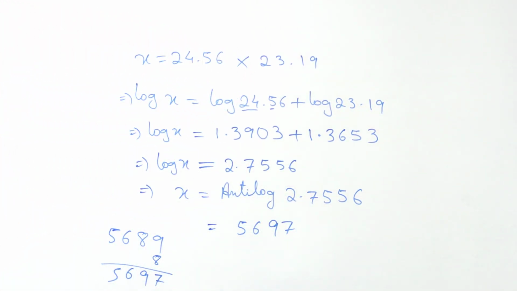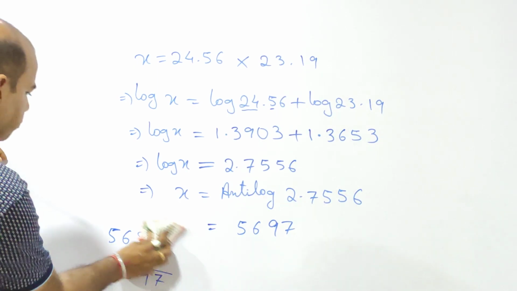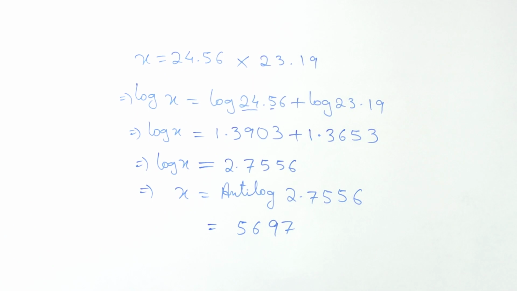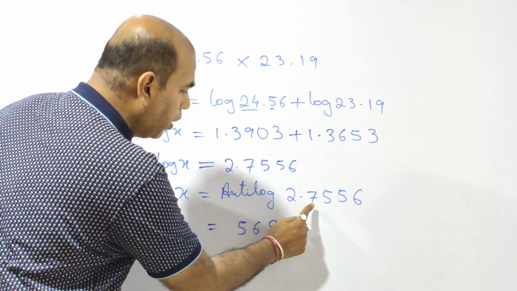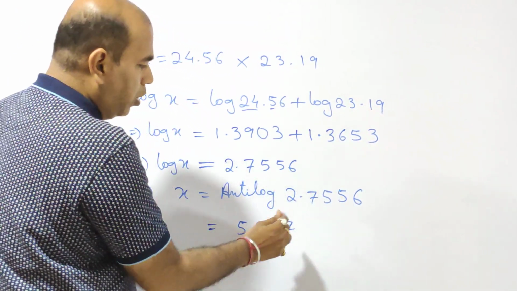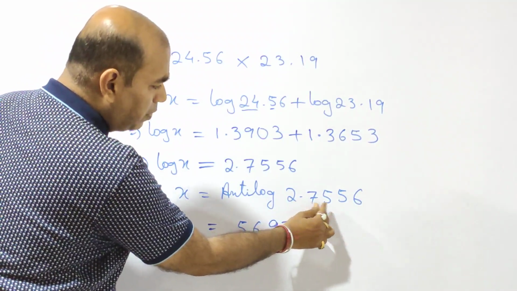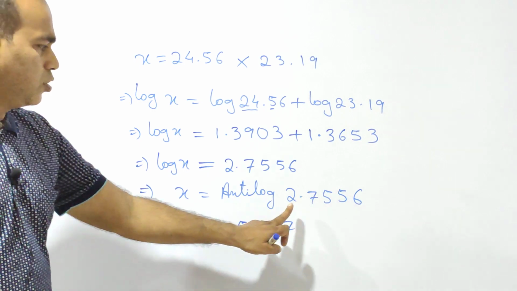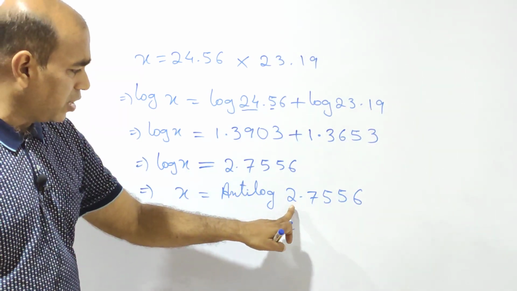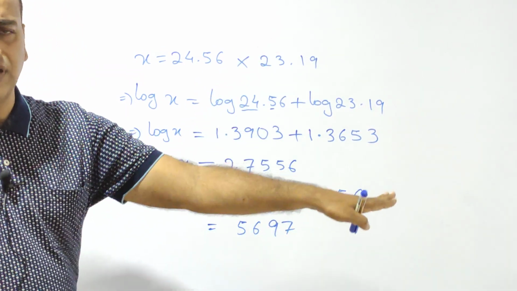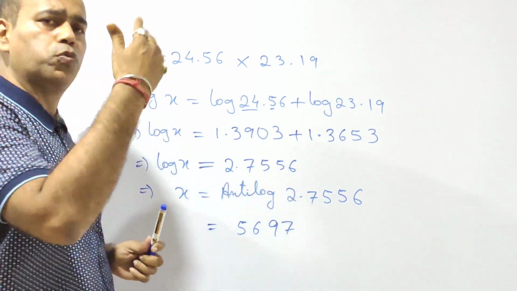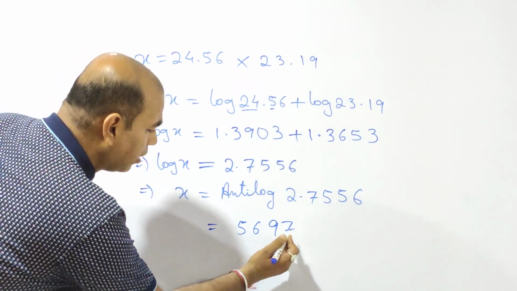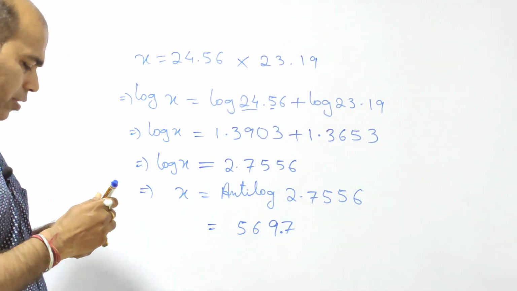5697. Now the thing is, what to do with this 2 before the decimal? It is antilog 2.7556. I will check from 0.755, it's 6 and I got 5697. Now this is 2, and this is out here. I will remove it and take 2 plus 1, I will add 1, that is 3, and 569.7.